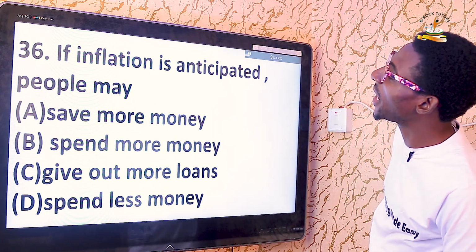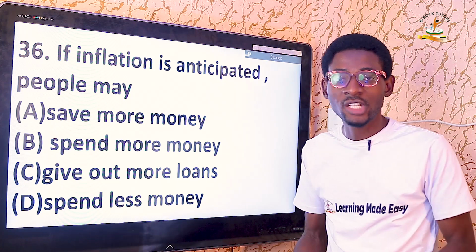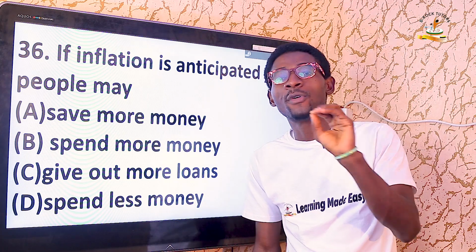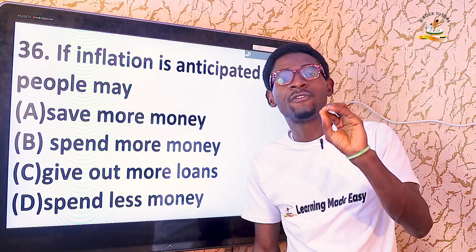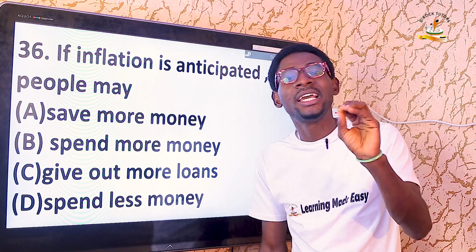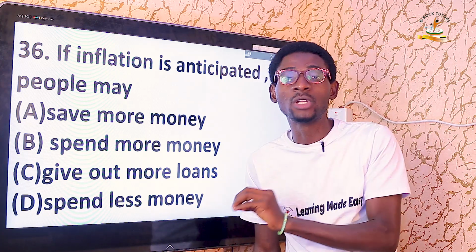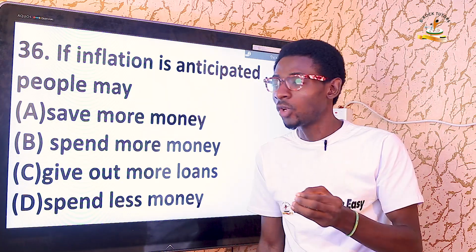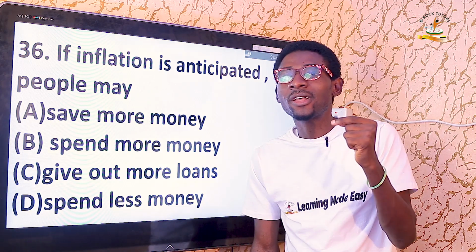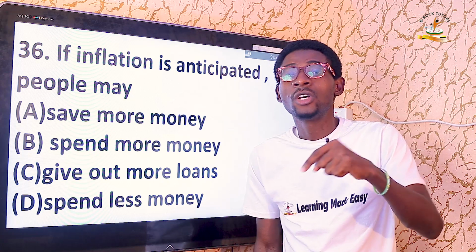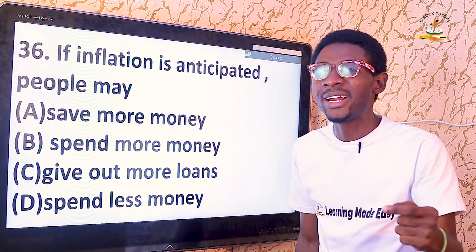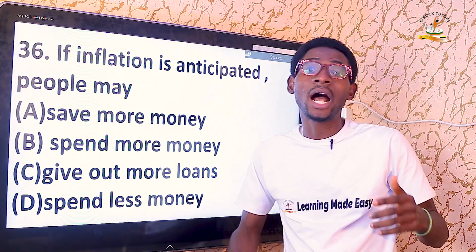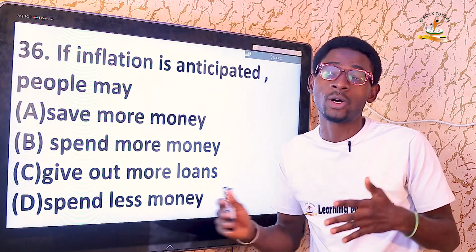If inflation is anticipated, people may... Now, what is inflation? Inflation means a continuous or persistent increase in the general market price of commodities, caused by an increase in the volume of money in circulation and a decrease in goods and services available. So inflation is caused when much money is chasing fewer goods. When people anticipate prices going up, it will cause panic buying. They will spend more money, saying, what if prices increase tomorrow? Let me go and buy.